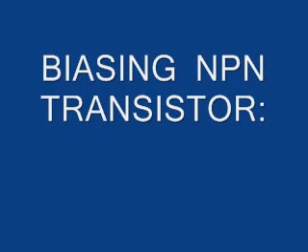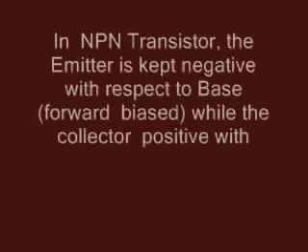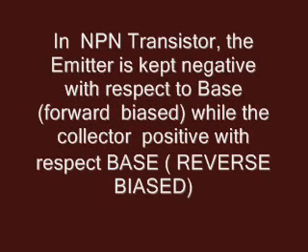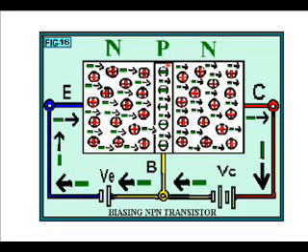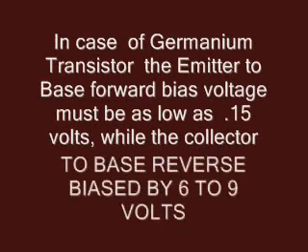Biasing NPN transistor. In an NPN transistor, the emitter is made negative with respect to the base, forward biased, while the collector is positive with respect to the base, reverse biased. In the case of a germanium transistor, the emitter to base forward bias voltage must be as low as 0.15 volts, while the collector to base reverse bias voltage is 6 to 9 volts.